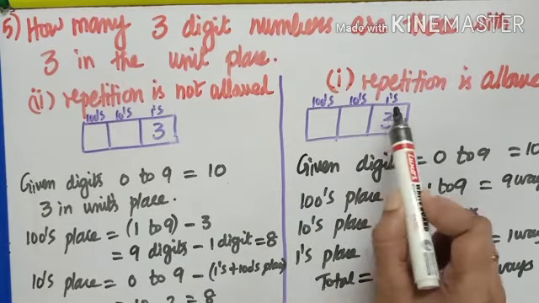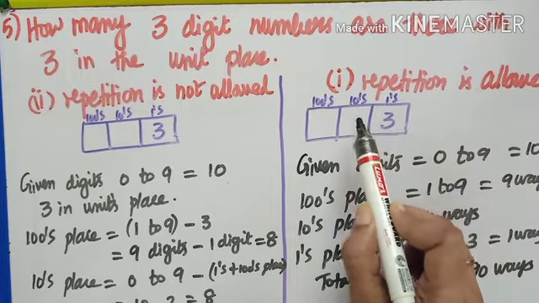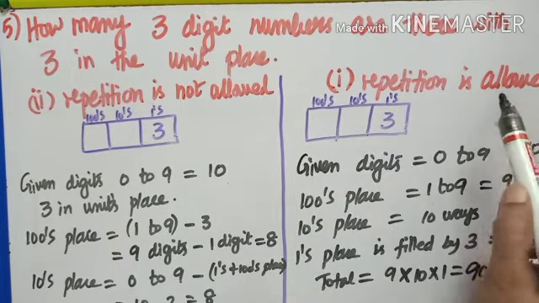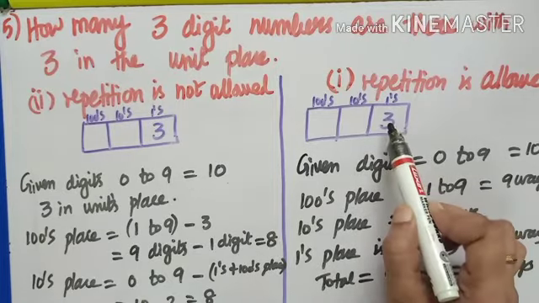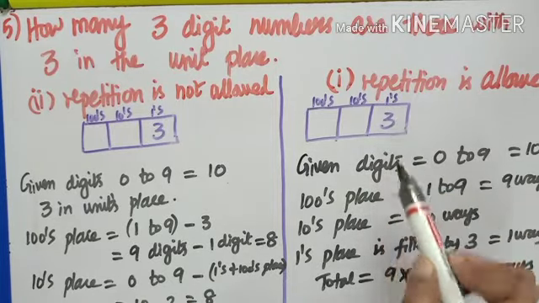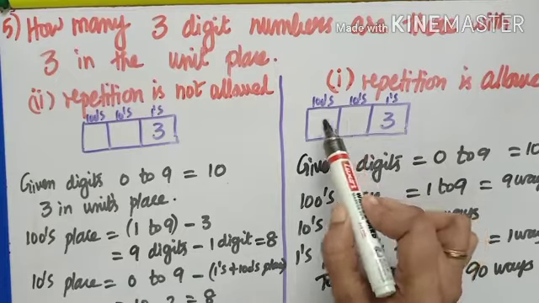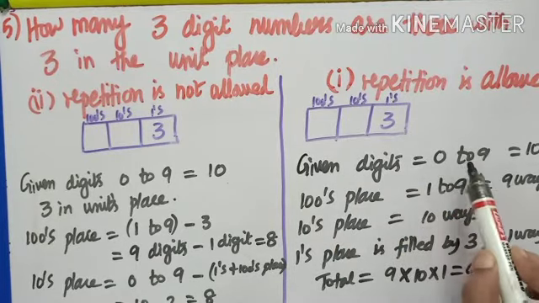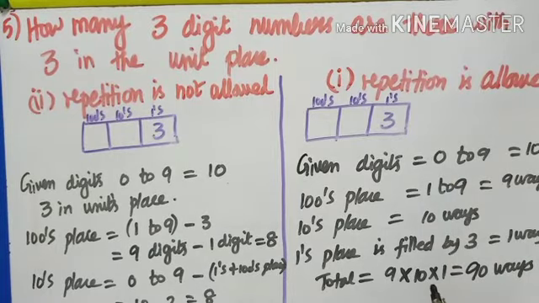3-digit numbers. So ones, tens, hundreds. Repetition allowed. Condition is 3 is in the units place or ones place, I can say. I need to fill only these two places. How many digits do we know? 0 to 9, 10 digits are there.